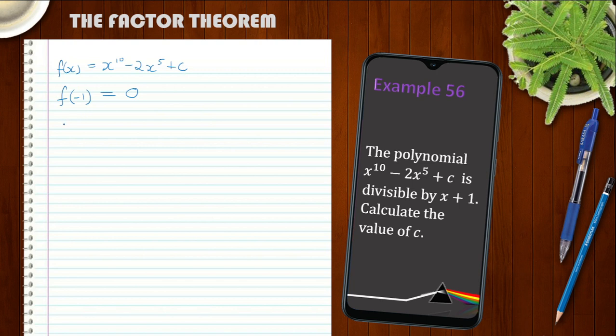So this is going to be minus 1 to the power of 10 minus 2 times minus 1 to the power of 5 plus c is equal to 0. This will become a positive 1, it's an even exponent, and then this will be negative 1, uneven exponent. Negative 1 times negative 2 is plus 2, plus c equals 0. Take the others over, so c will just be negative 3.